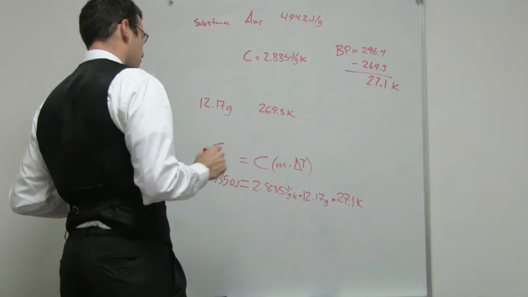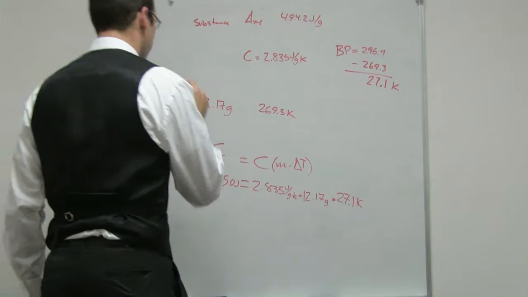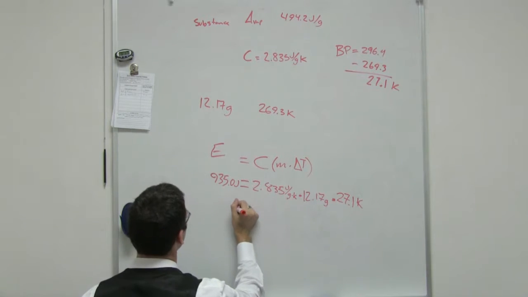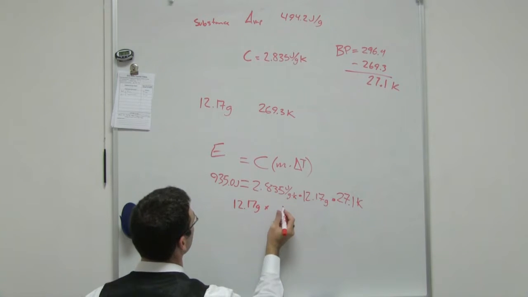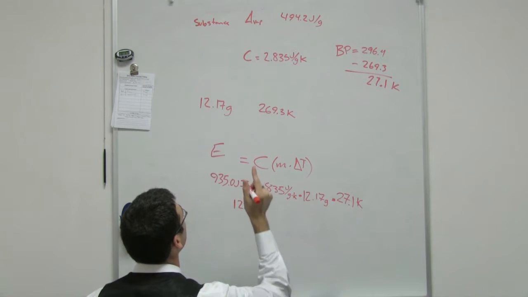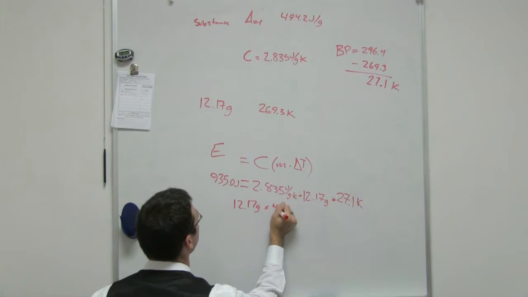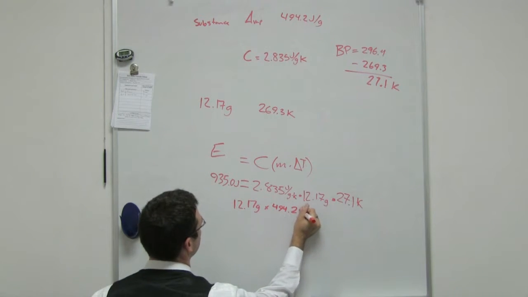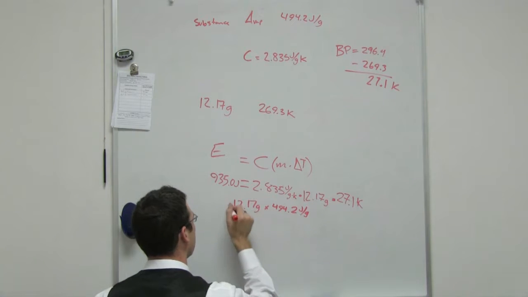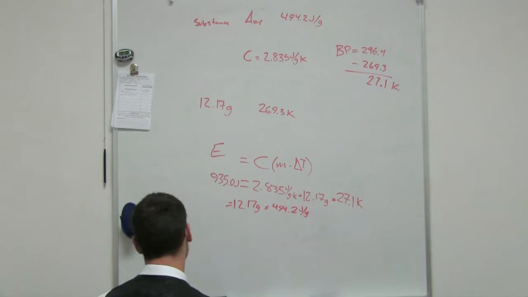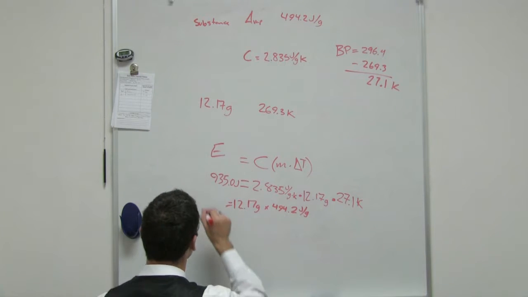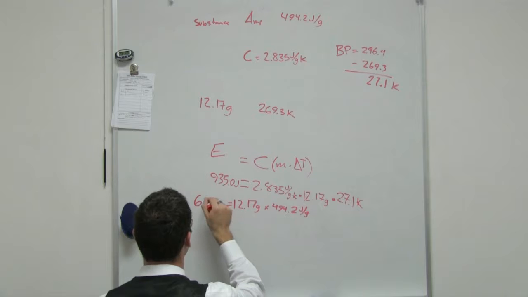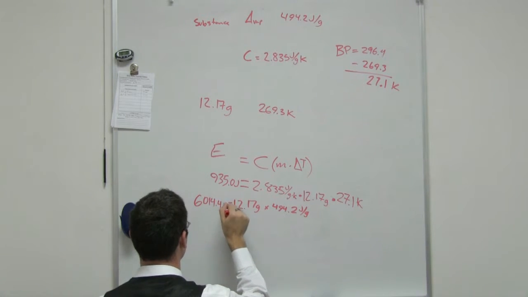Now let's figure out the other part. We just multiply the mass, 12.17 grams, times our heat of vaporization, 494.2 joules per gram. And that equals 6,014.4 joules.